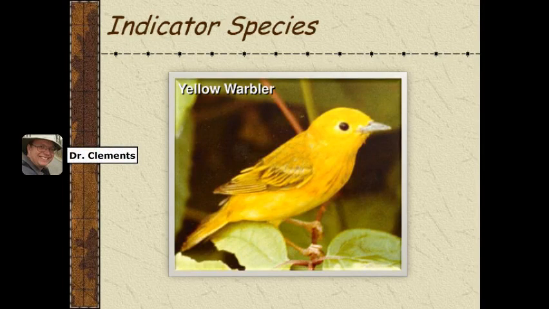The next type of species that we want to look at is called an indicator species. And they're called indicator species because, well, one of two reasons. The first is that they indicate something about the environment, and the second is they indicate whether or not changes are taking place in the environment. Now, I happen to have a picture of a yellow warbler here. Yellow warblers are indicator species.